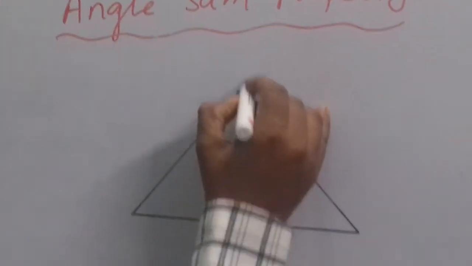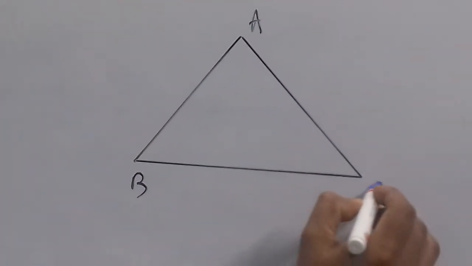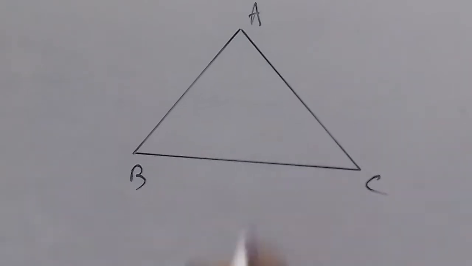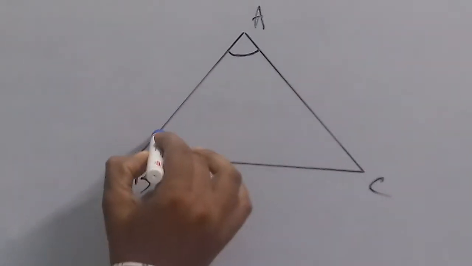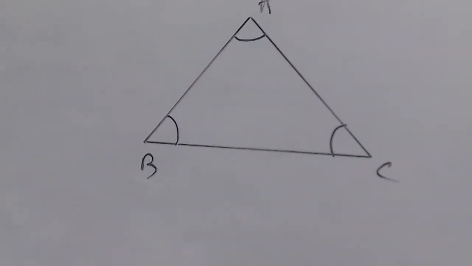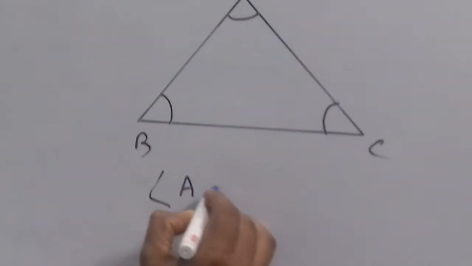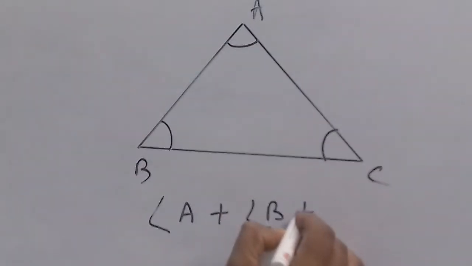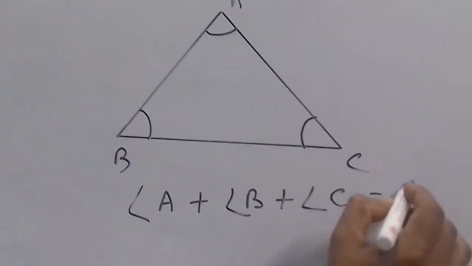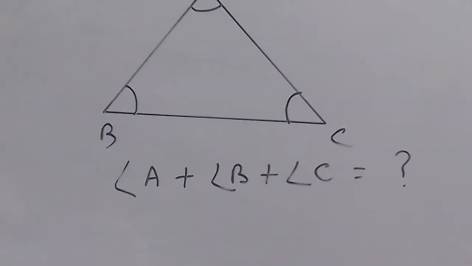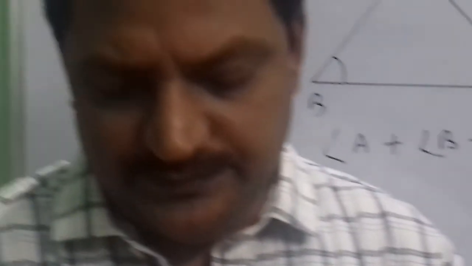In a triangle ABC, we want to know what is the sum of the measures of all the three angles. What is the sum of angle A and angle B and angle C? We want to find the sum. For this, let us take one activity.